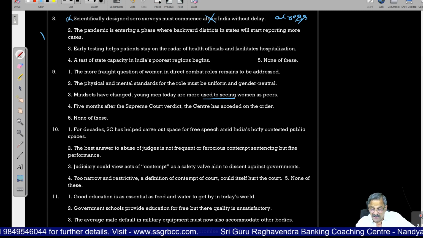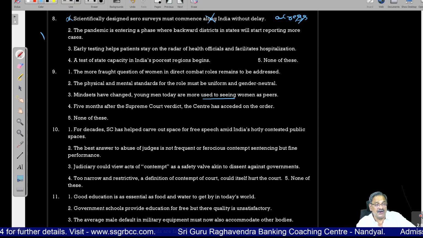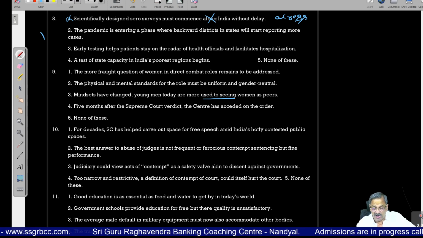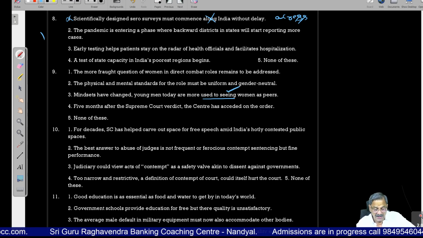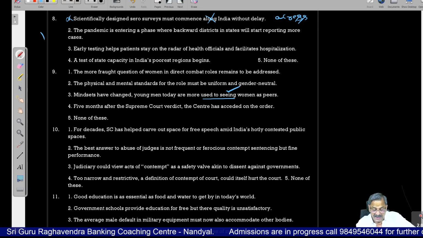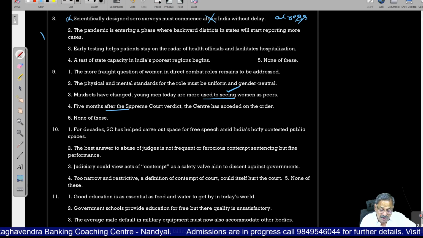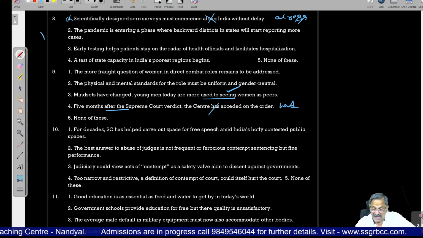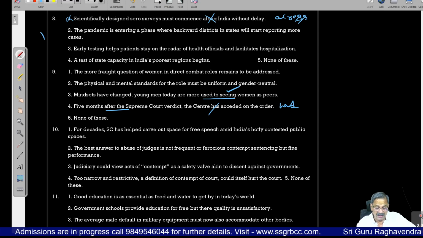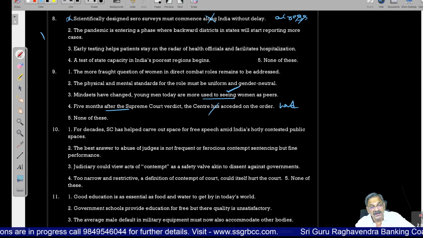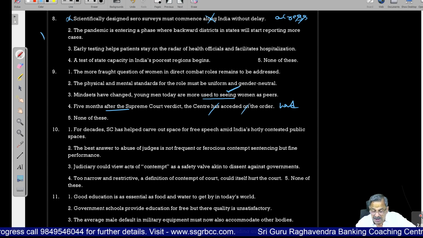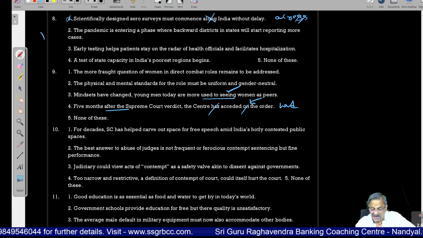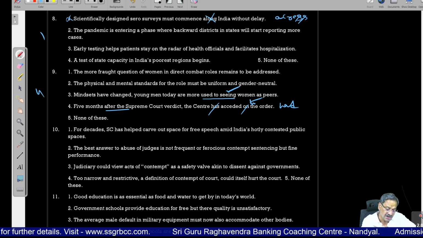Used to. She can't help, can't stand, in the habit of, it is no good, it is no use, with a view to, looking forward to, in addition to. After that, we may use the ing form. Five months after the Supreme Court verdict, the center has acceded to the order. Acceded is a word followed by the preposition to. So where is the error? The error is in the fourth sentence.